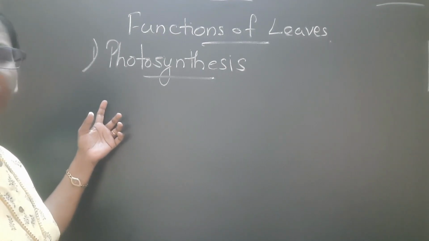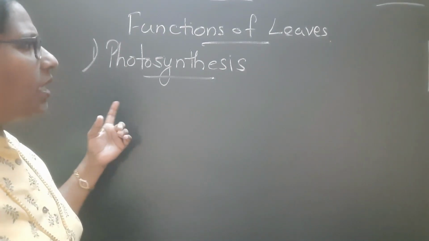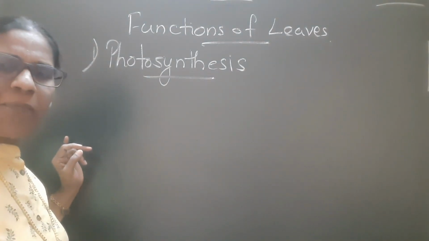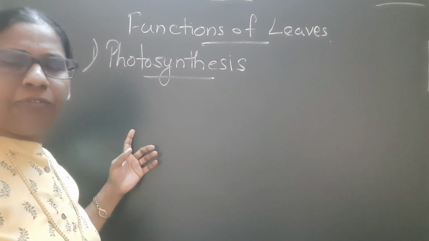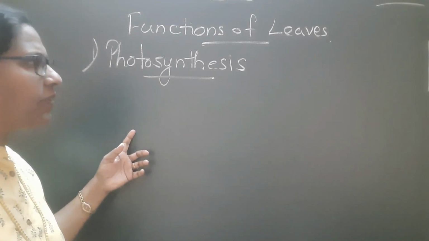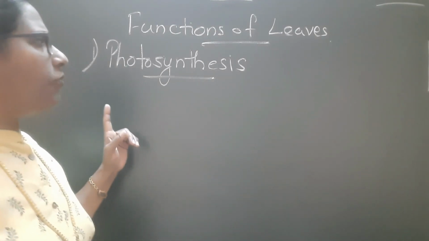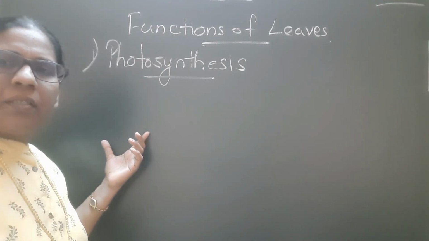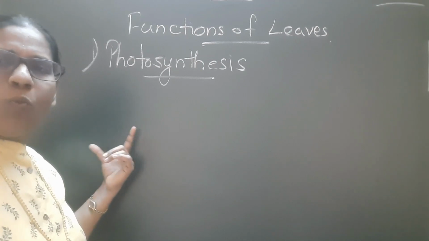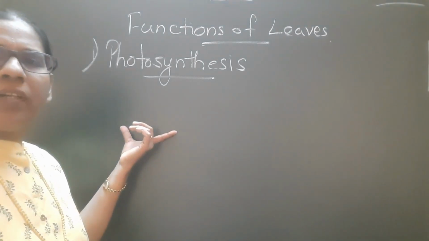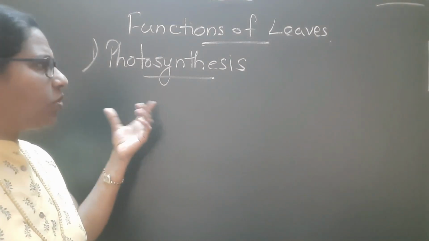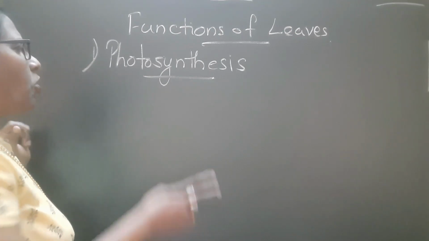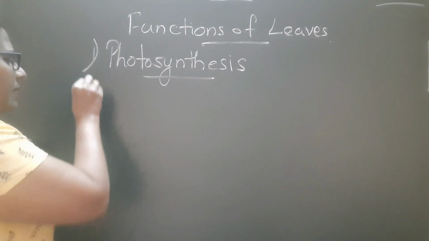We know this. What is photosynthesis? Leaves are known as the kitchen of the plant. Why? Because leaves prepare food for the entire plant. Now for this photosynthesis, leaves need sunlight, carbon dioxide, water and chlorophyll already present in the leaves. So with all this, the leaves prepare food. That process is called photosynthesis.